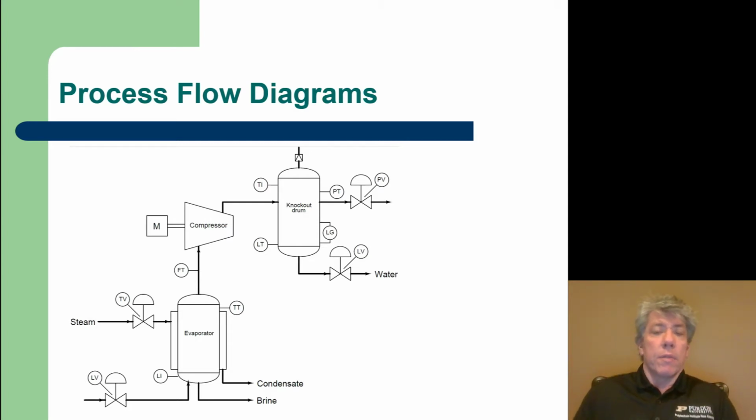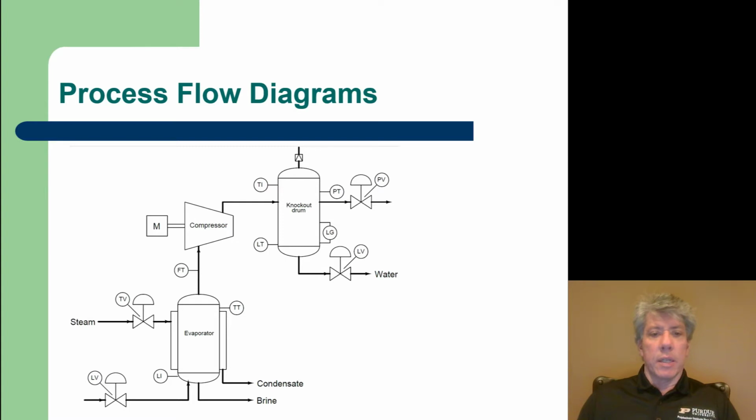Now there are other flows to consider. There are flows of information and power, things like that. But that's not what a process flow diagram concentrates on. The point of it is just to understand what the thing is and how it works. So let's start with this simple one from the text, where we have an evaporator, a compressor, and a knockout drum, three primary pieces of equipment.